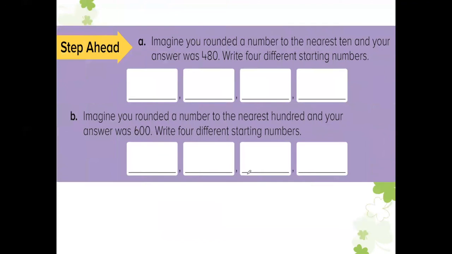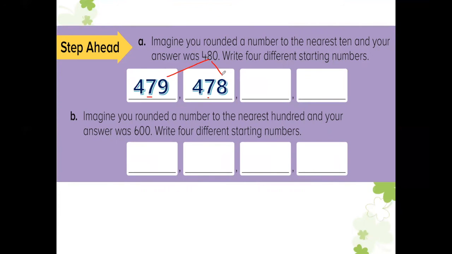So for step ahead, imagine you rounded the number to the nearest 10, and your answer was 480. Write 4 different starting numbers. For example, you have here 479, rounded to the nearest 10, and the number that's beside 470 is 9, so it becomes 480. Okay, next you have 478, so 470 and 8, so we're going to count it up, so it becomes 480.